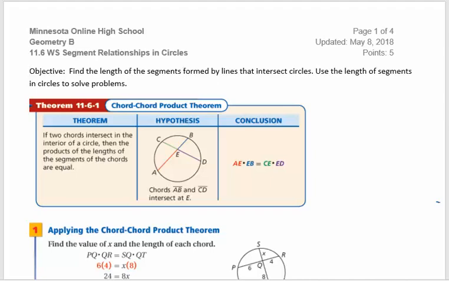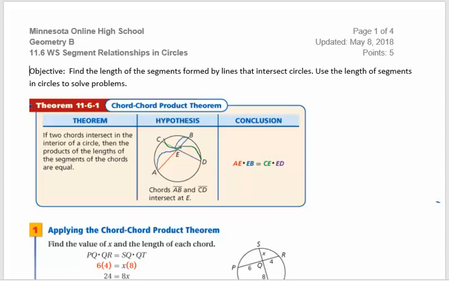So here we have chord AB and chord CD, and they're intersecting at point E. It turns out that the length from A to E times the length from E to B will be equal to the length from C to E times the length from E to D. So there are four different lengths that you can be given. If you have three of them, or a way of finding three of them, you can plug them into this equation and find the missing one.